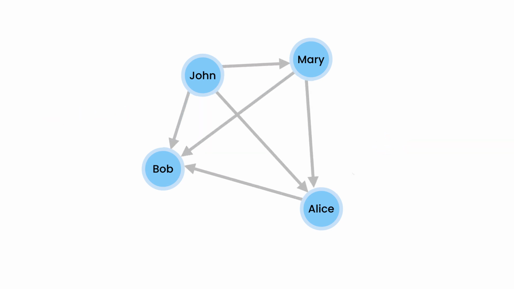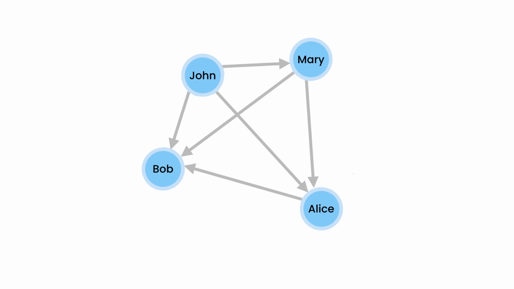If these edges have a direction, we say we have a directed graph. So in this graph, John is connected to Bob, but the opposite is not true. This is similar to how Twitter works. If you follow someone, there is a connection from your account to their account, but not the other way around unless they follow you as well.